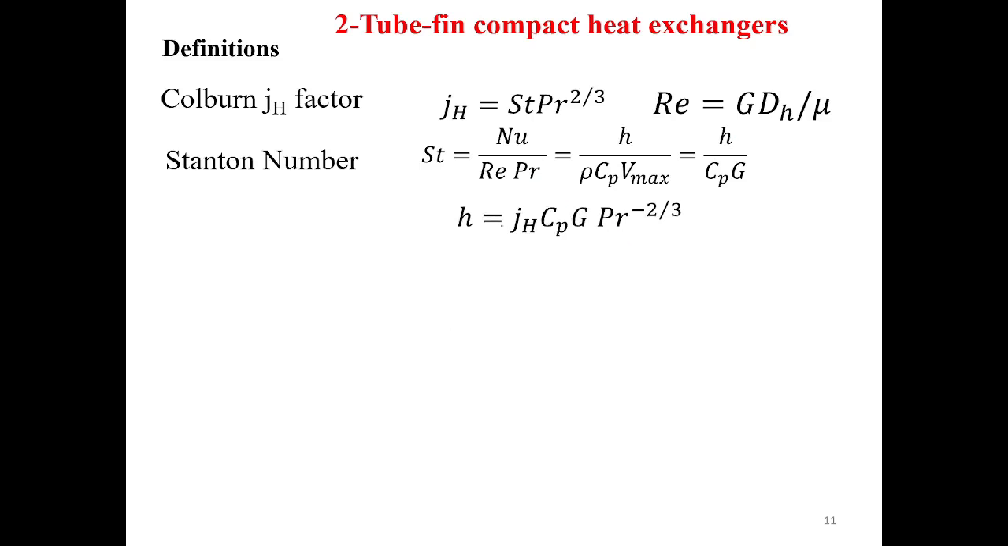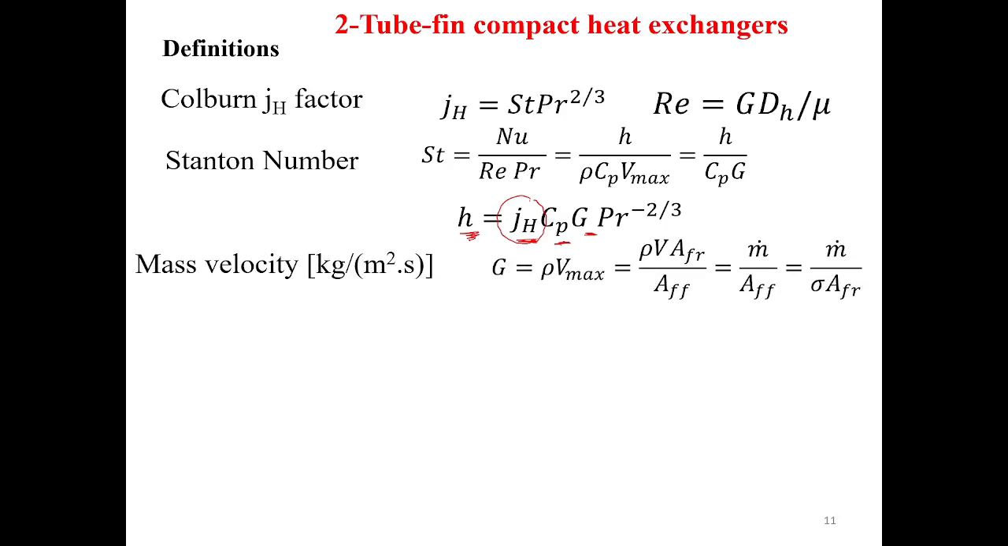From this equation we can find h, the heat transfer coefficient, as a function of JH, the Colburn modulus, multiplied by Cp, the specific heat, G, the mass velocity, and the Prandtl number to the 2/3. So this means that once you get the value of JH from Kays and London or other sources, you multiply it by these three parameters, and you get the heat transfer coefficient for the gas side.